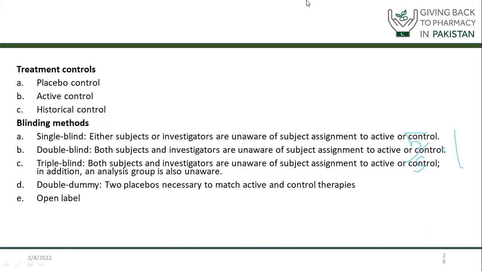It can be a single blind, only researcher or only patient, any one of them. It's not always the patient. It can be the researcher as well. Maybe we tell the patient this is the medicine you are getting, but we don't tell the researcher what he is getting. Same for double blind, both of them don't know. Triple blind, the analysis group also doesn't know. The small analysis group also doesn't know.